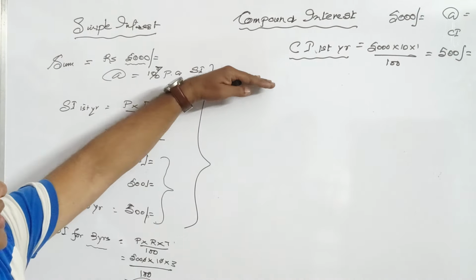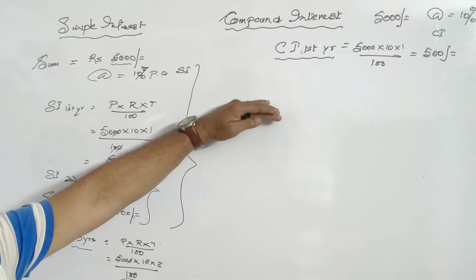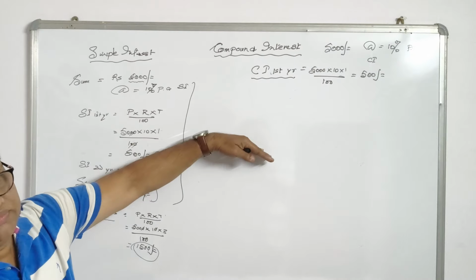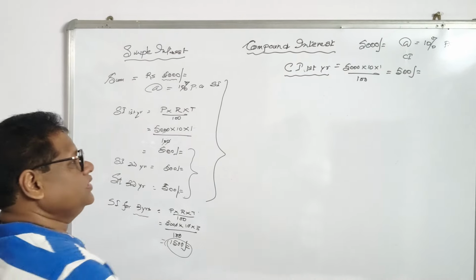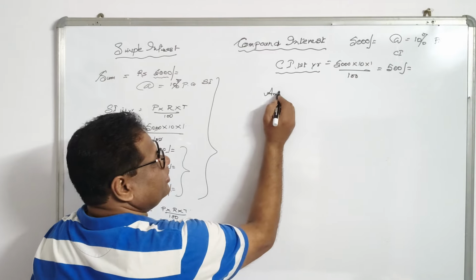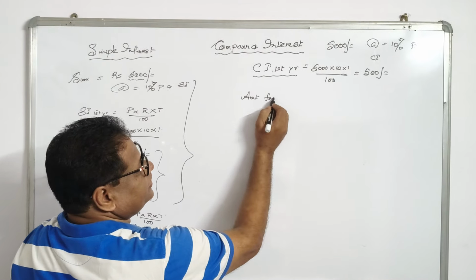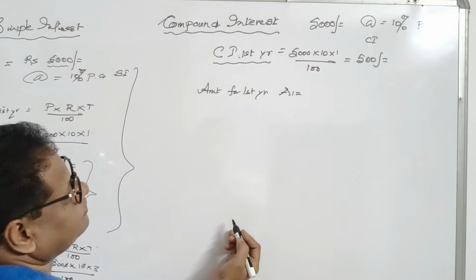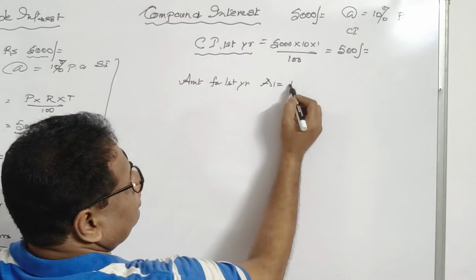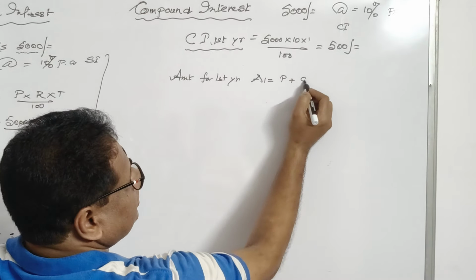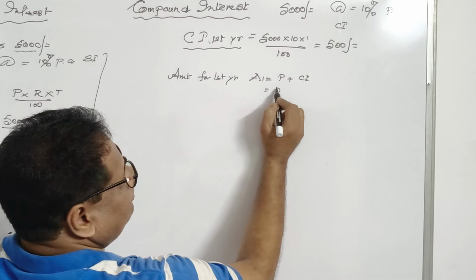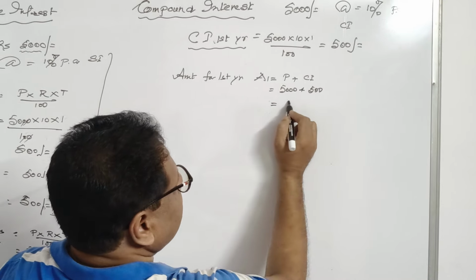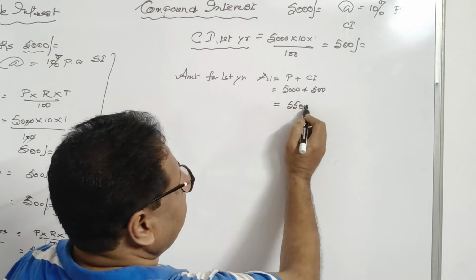But from the second year onwards, the compound interest is calculated on the amount that is due at the end of the first year. That means first you have to calculate the amount for the first year, let it be A1. Now you know amount equals principal plus interest. So the principal is 5,000 and the interest is 500. So it comes to 5,500, right?